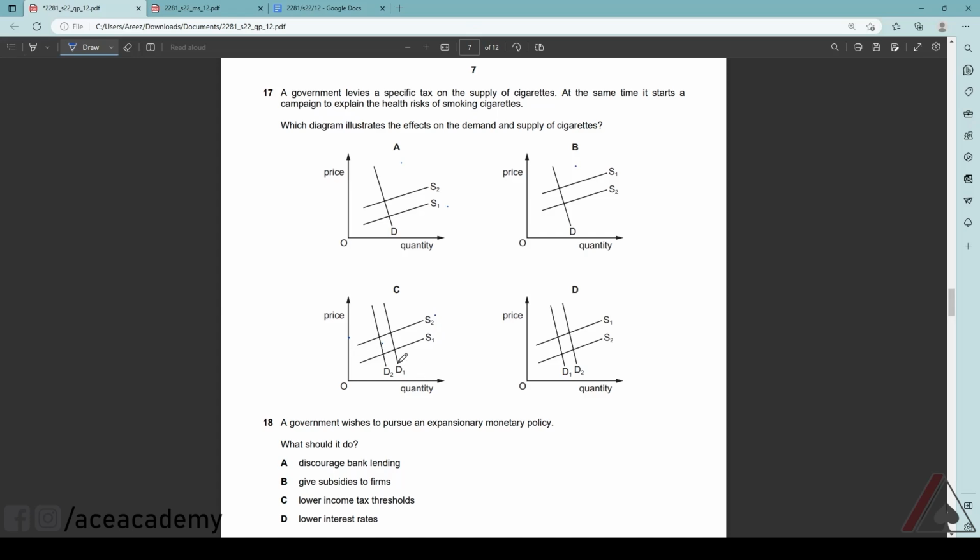Just to double check if the demand also lines up, at the same time it starts a campaign to explain the health risks. It means that the demand is also decreasing, so the demand would also shift to the left. Both of them shifting to the left is something that we can see here, because S is moving to S2, which is left, and D is moving to D2, which is also the left in this regard, right? So the answer for this question would be number C.